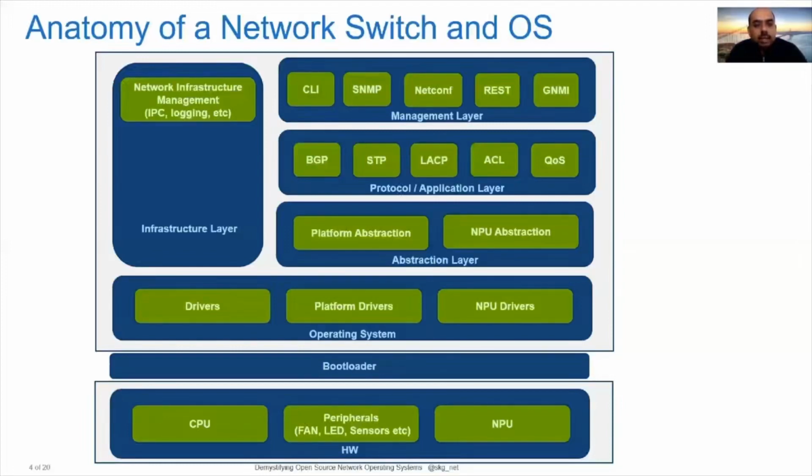The final layer is your management layer, which provides different northbound interfaces like CLI, SNMP, NETCONF, REST, and gNMI to provision and manage your network devices. This is what a typical traditional network operating system consists of.